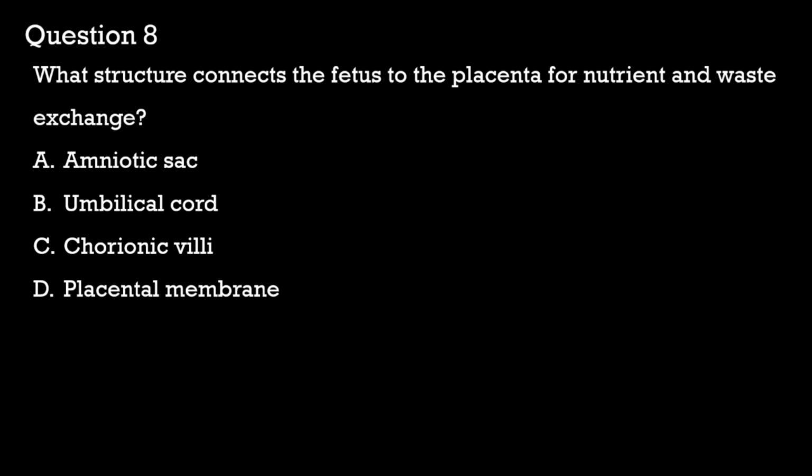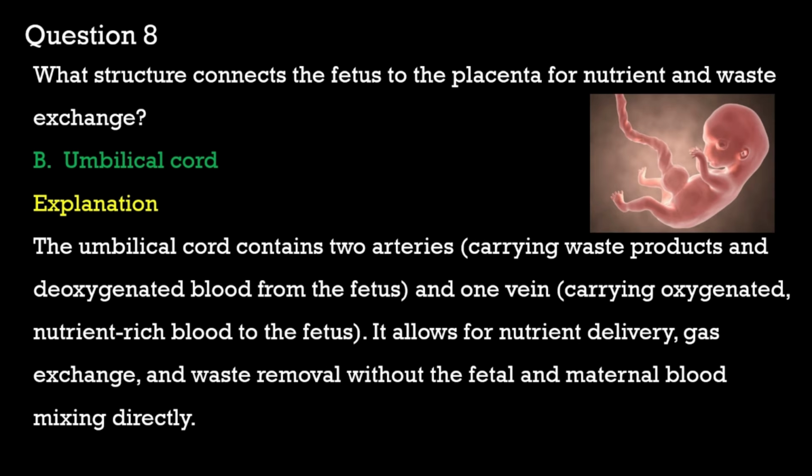The umbilical cord is the lifeline basically between the fetus and the placenta. It allows for nutrient delivery, gas exchange, and waste removal, without the fetal and maternal blood mixing directly. The chorionic villi are finger-like projections on the placenta that facilitate maternal fetal exchange. They are part of the placenta, but they are not the cord itself. While the placental membrane is a thin barrier that separates the maternal and fetal blood within the placenta. So our answer here is the umbilical cord. That is what connects the fetus to the placenta for nutrients and waste exchange.